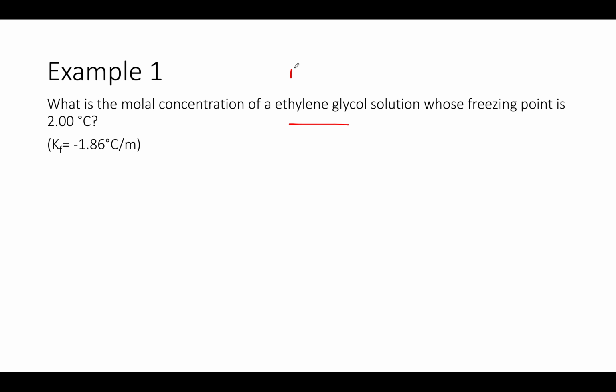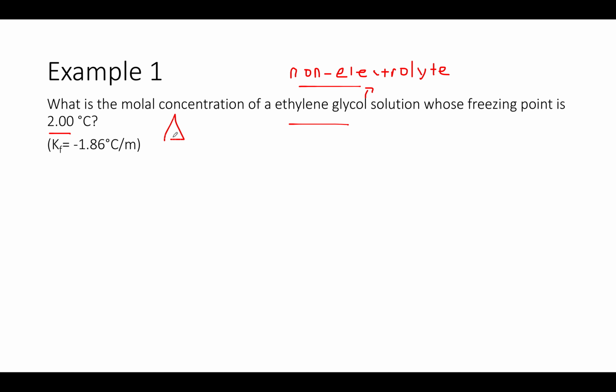So that's a non-electrolyte. And like I said, we're only talking about non-electrolytes right now because if you're looking at an electrolyte's freezing point or boiling point depression, you have to take into account that that electrolyte is going to dissociate into its ions, and that's going to change the solution. So we're looking at non-electrolytes, things that don't dissociate, for now. So what's the molal concentration of ethylene glycol, which is a non-electrolyte solution whose freezing point is 2 degrees Celsius?